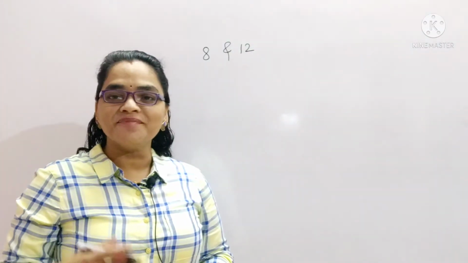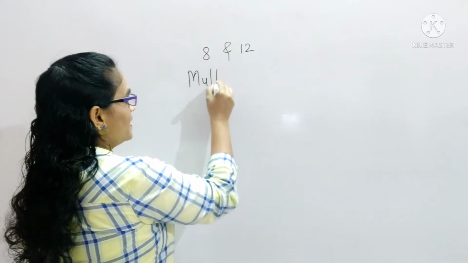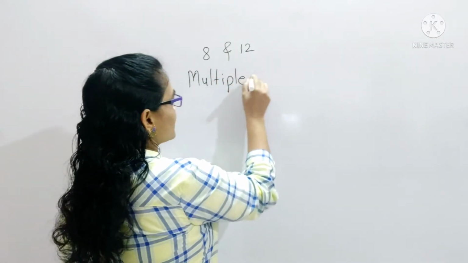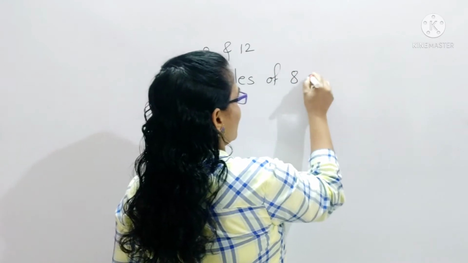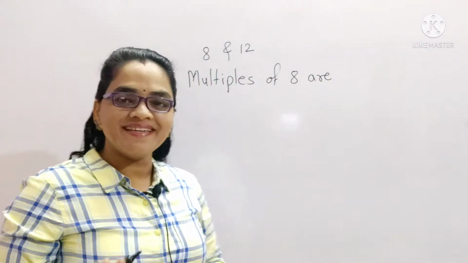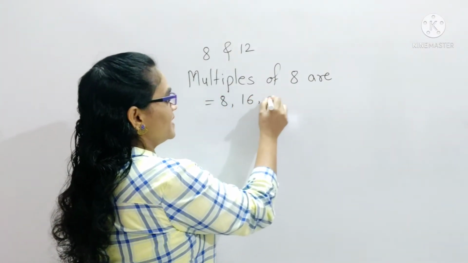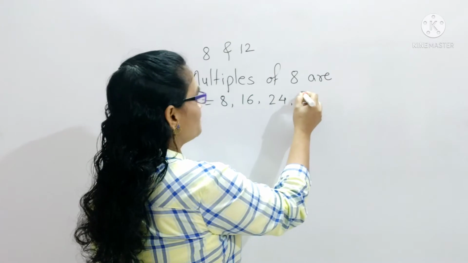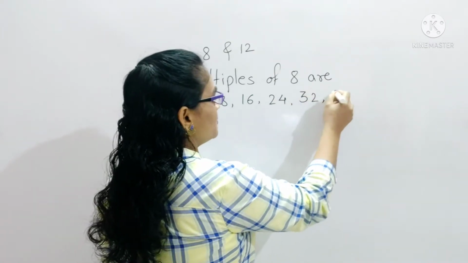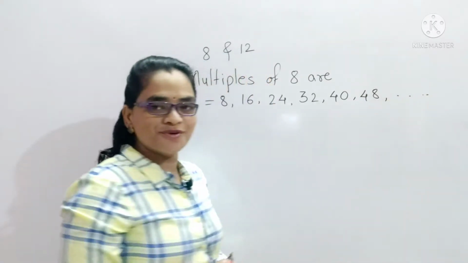First, find the multiples of 8. Which are the multiples of 8? We simply have to write the table. 8 ones are 8, 8 twos are 16, 8 threes are 24, 8 fours are 32, 8 fives are 40, 8 sixes are 48 and so on.